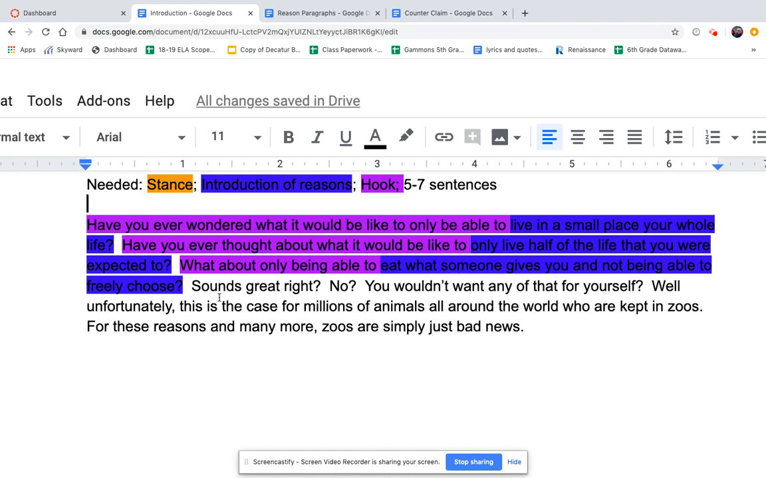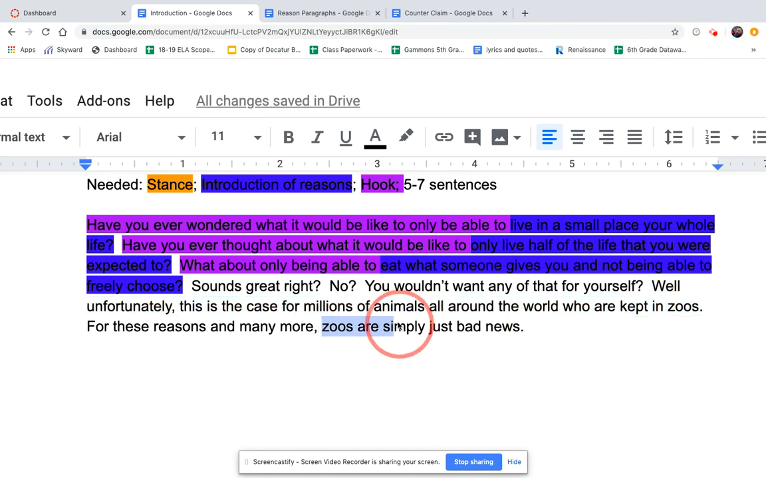Well, unfortunately, this is the case for millions of animals all around the world who are kept in zoos. Okay, this statement right here that I'm going to highlight, I'm not going to change the color of it though, leads into what my stance is going to be. It tells somebody that I'm talking about zoos before I even talk about my stance. This is beneficial in the fact that people just don't have to guess what it is. So I'd probably keep that in there.